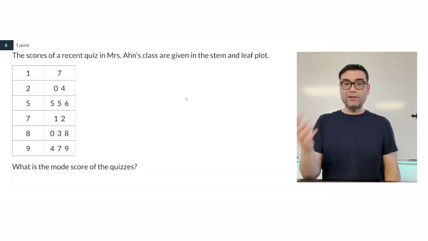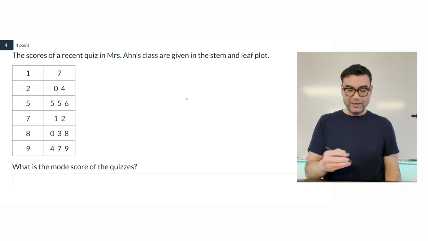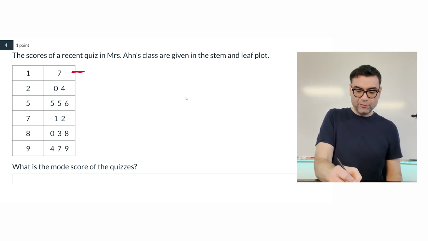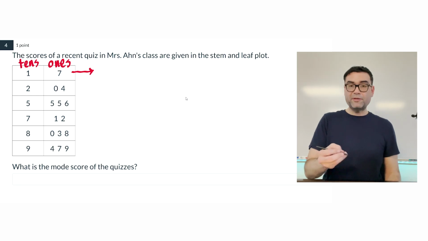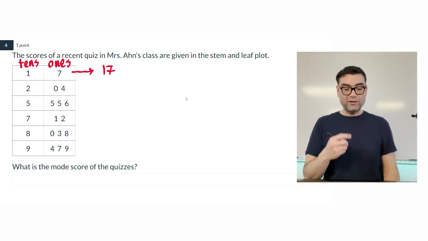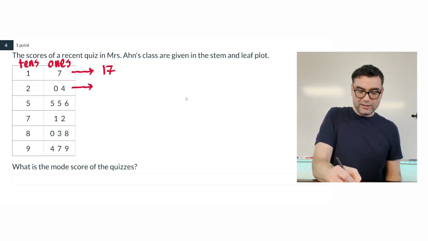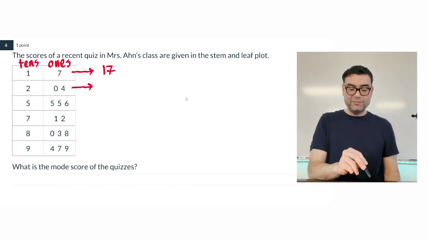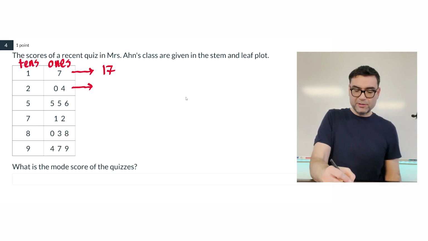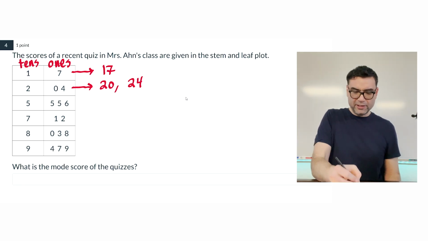But let me write out the long version of what this table means. So this first row here, the 1 and the 7, this first column tells us the tens place of our score, and then the next column tells us the ones place. This score would be a 17. So the 1 and the 7 means someone scored a 17. Now, this next row has a 2 on the left, which means we're scoring in the 20s now, but then there's a 0 and a 4, which means someone scored a 20 and someone scored a 24.